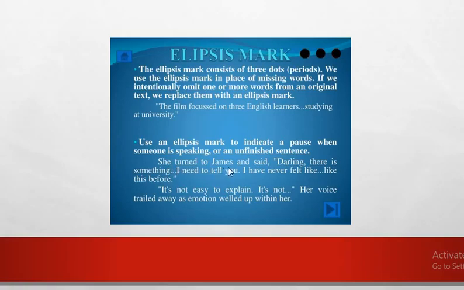She turned to James and said, "Darling, there is something... I need to tell you. I have never felt like... like this before. It's not easy to explain. It's not..." Her voice trailed away as emotion welled up within her.